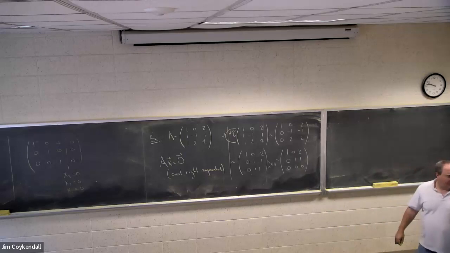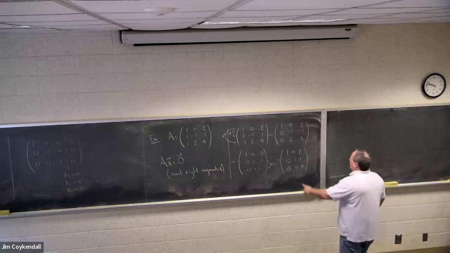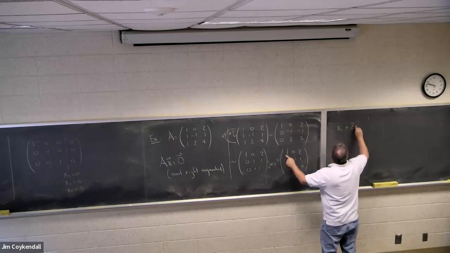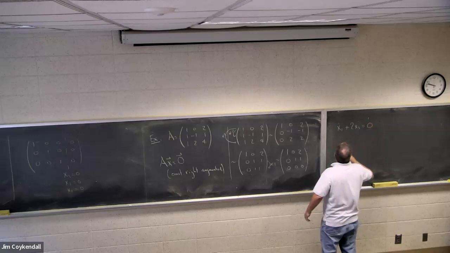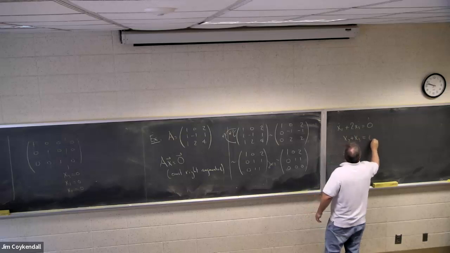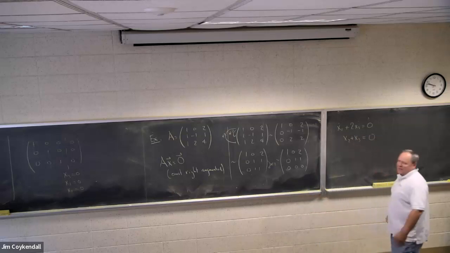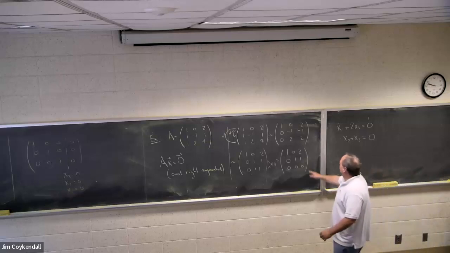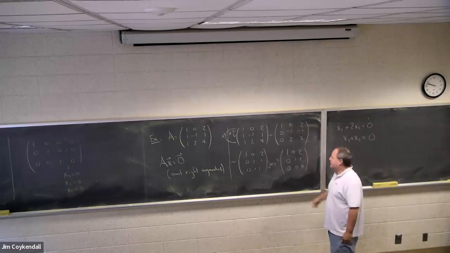Well, let's write down the solution because we don't know how to do this. Let's write our simplified equations. So this first one is x1 plus 2x3 is equal to 0. And x2 plus x3 is 0. And the way I've got this set up, what's my free variable? x3 is my free variable because it's the one that comes out of the non-pivot column, right?